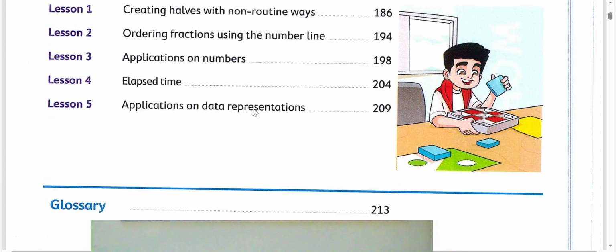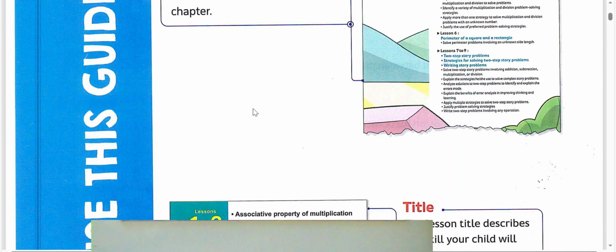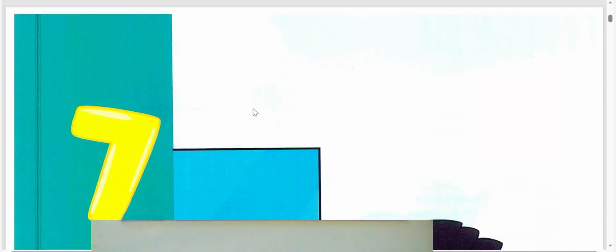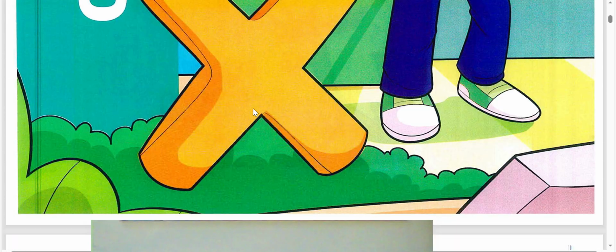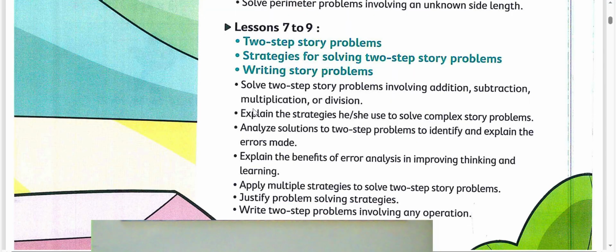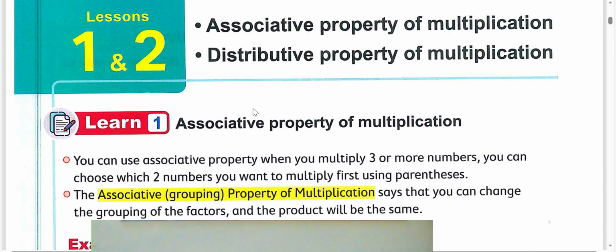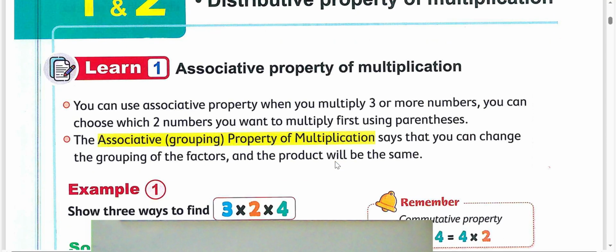Listen to me here. The first lesson is chapter 7. Associative properties: you can put brackets to find the number. The associative property of multiplication, the distributive property. The associative grouping property of multiplication: if we have 3 or more numbers, you can choose two numbers you want to multiply first, or add first.